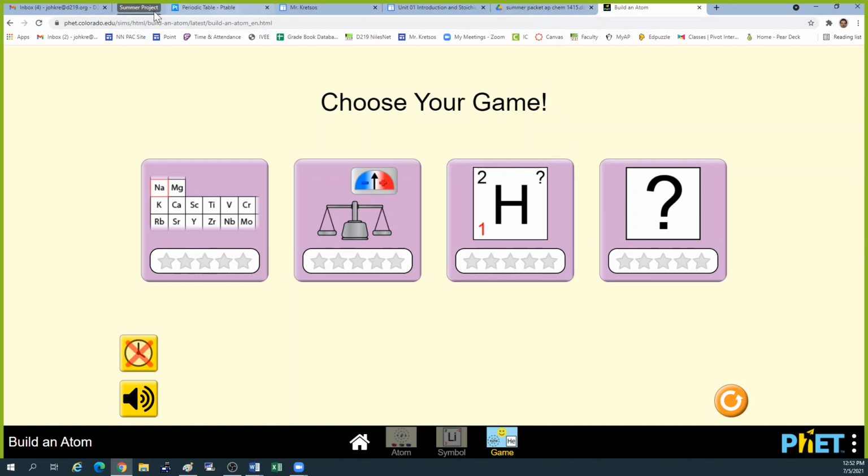Now, I think there's another PhET that will be useful to us here. Let's see if we can.